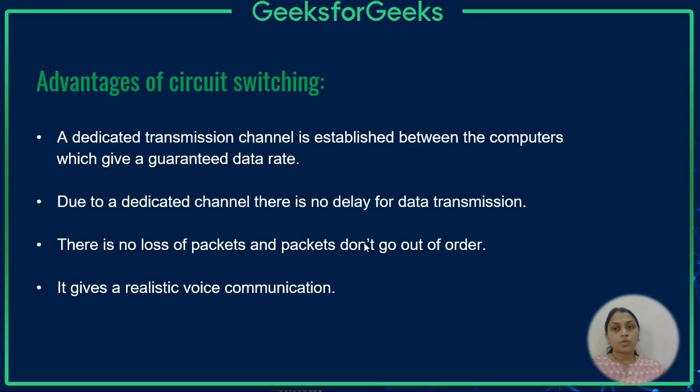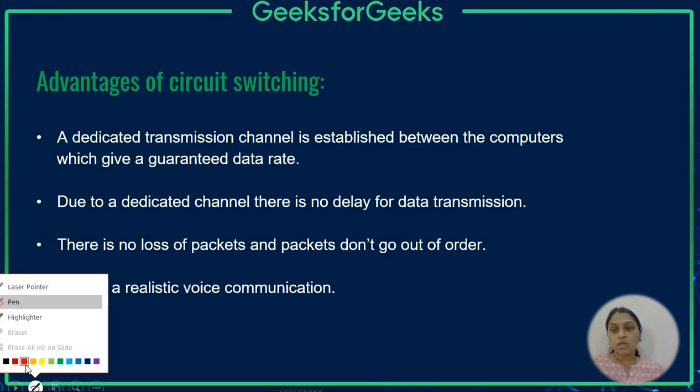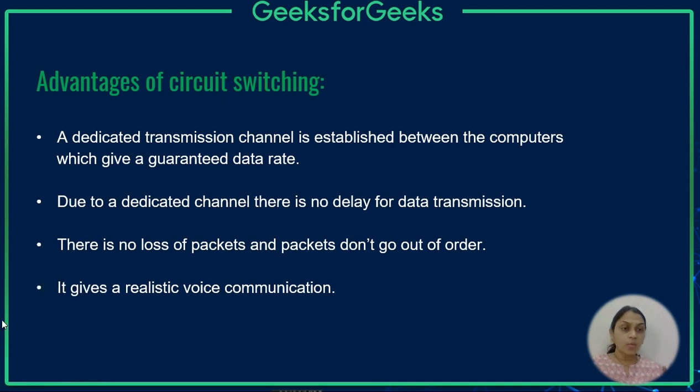Now let's have a look at the advantages of using circuit switching. You got an idea of what exactly circuit switching is. A connection has to be established before sending your data, so an end-to-end connection has to be established. The advantage is that a dedicated transmission channel is established between the computers, which gives guaranteed data delivery. Before sending the data, we make a dedicated path.